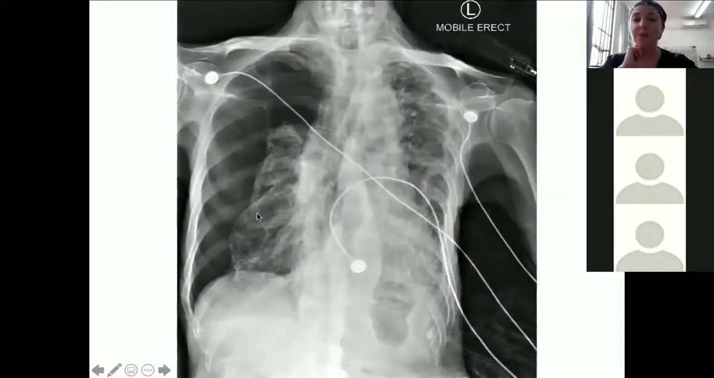So you've got an example here of a trachea that's definitely deviated. If you have a look, that trachea is definitely deviated towards the left. The question is, is it pushed or is it pulled? So you get to vote on this one as well. Let me bring this up here. Trachea pushed or pulled?